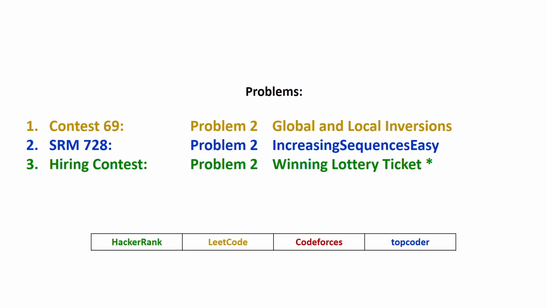And in this week's episode, I'm going to be going over the following three problems. Problem 2 from LeetCode Contest 69, Global and Local Inversions, and Problem 2 from the TopCoder SRM 728, Increasing Sequences Easy. And for the HackerRank Hiring Contest, I'll also be going over problem number 2, but I'm going to release that in a follow-up video, seeing as the contest is ongoing. So let's take a look at our first problem.